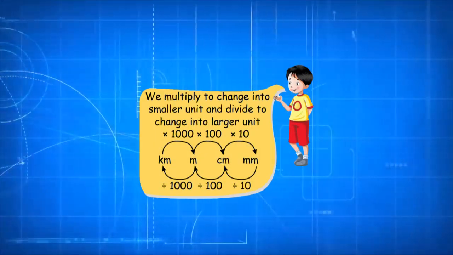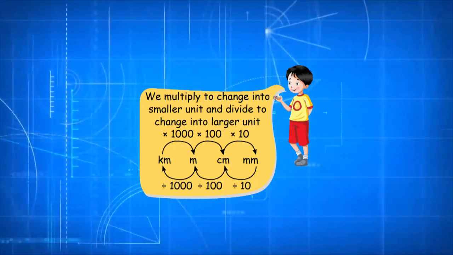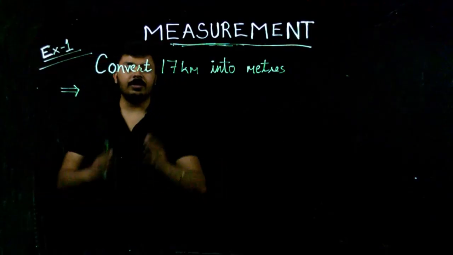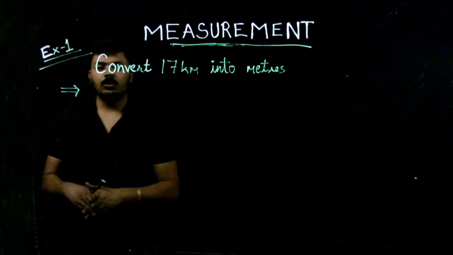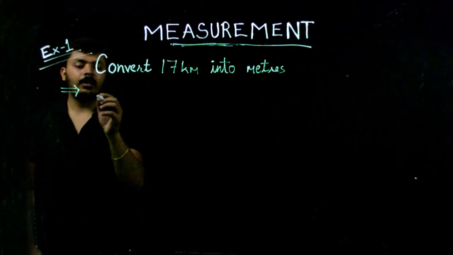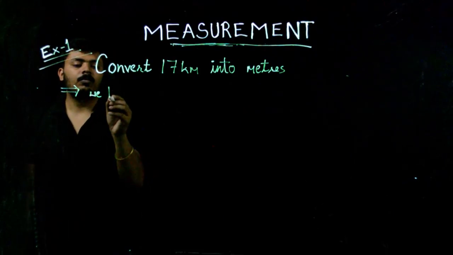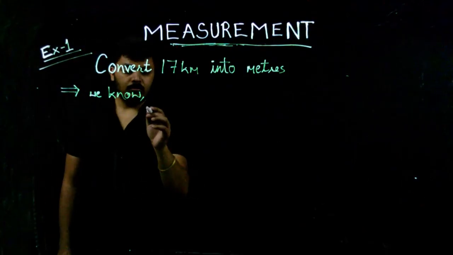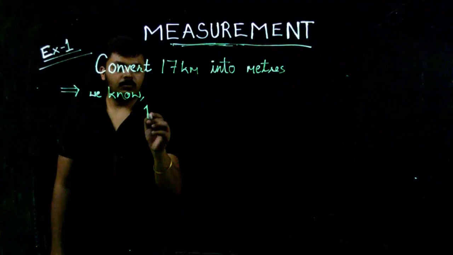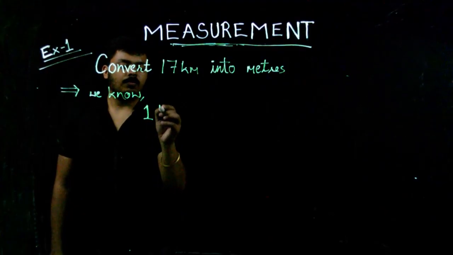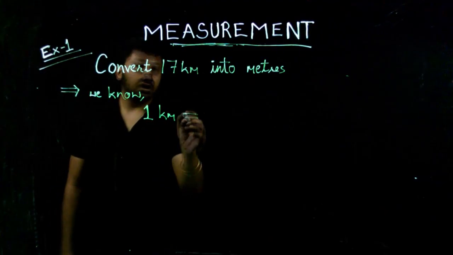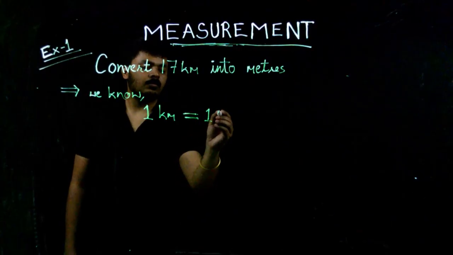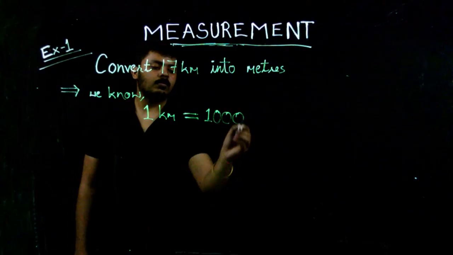We multiply to change into smaller unit and divide to change into larger unit. So students, now let's look at example number 1. We have to convert 17 kilometers into meters. So we know that one kilometer is equal to 1000 meters.